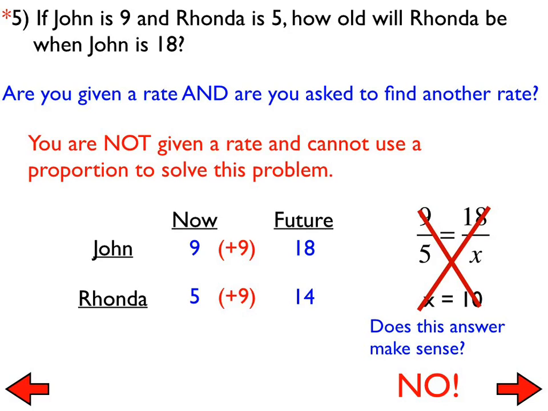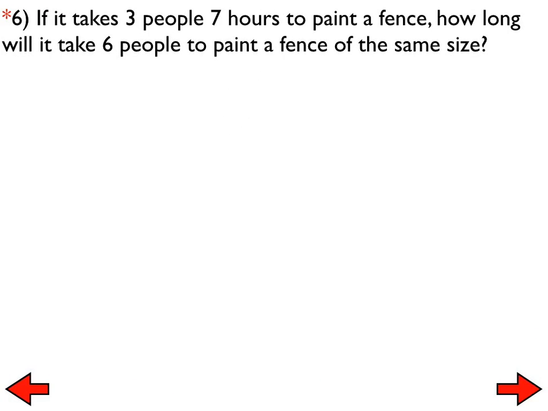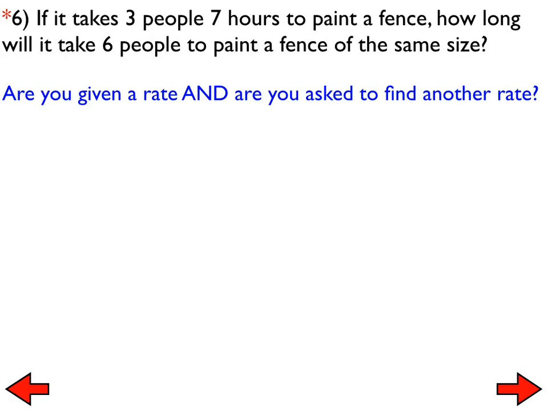All right, I want everybody to take a look at number 6 and tell me what you think about that one. Number 6: if it takes 3 people 7 hours to paint a fence, how long will it take 6 people to paint a fence of the same size? Usually the way you want to determine this is to see if you are given a rate. But let's pretend like you didn't even pay attention to that, and you set up a proportion and you solved it, and you get x equals 14.